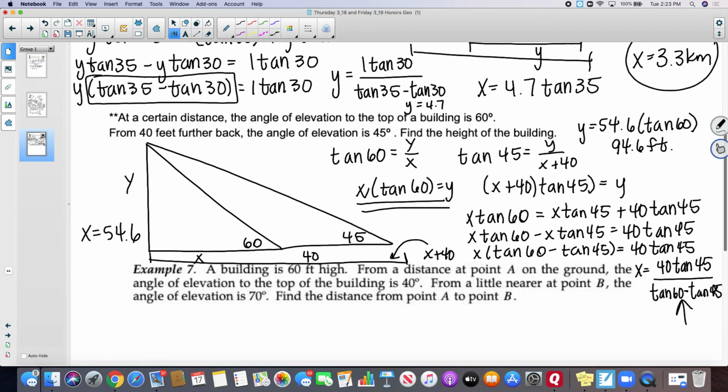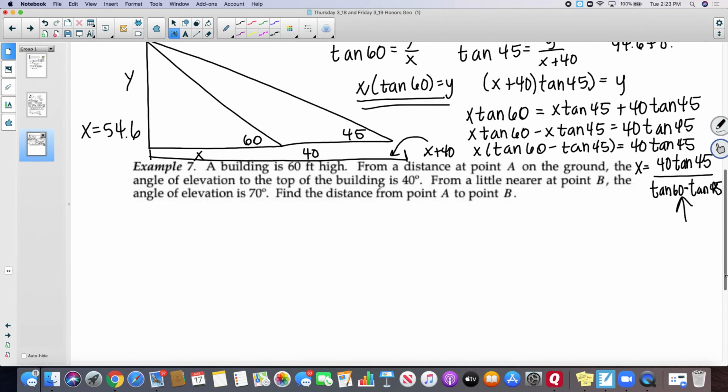All right, so example 7, I'm going to give you the answers for. I think it would be beneficial for you to work it on your own and check your answer. If you don't get this answer or you have a question about this problem, then I want you to ask me about it in our Zoom meeting next time I see you. You should get that the distance from point A to point B is 49.7 feet. Okay, that should be your answer.